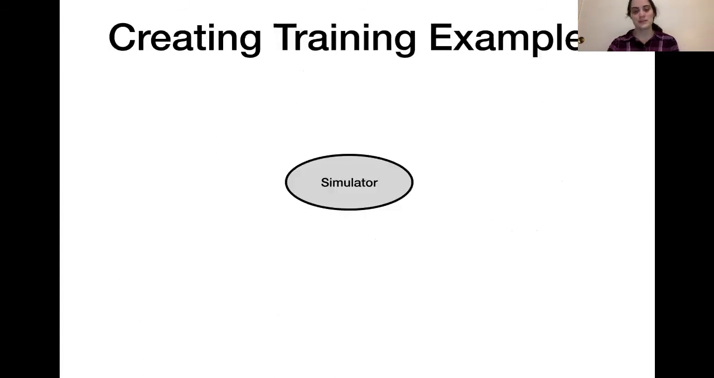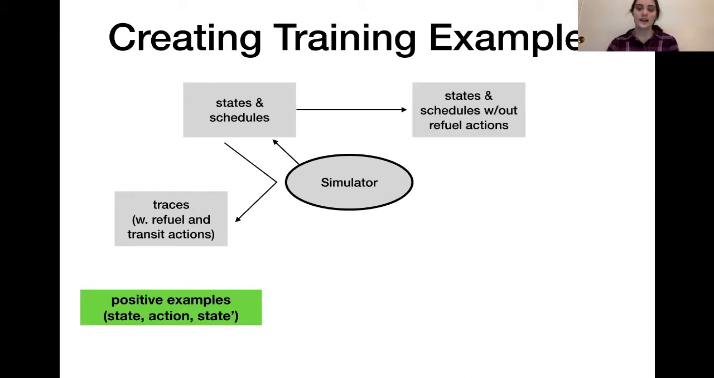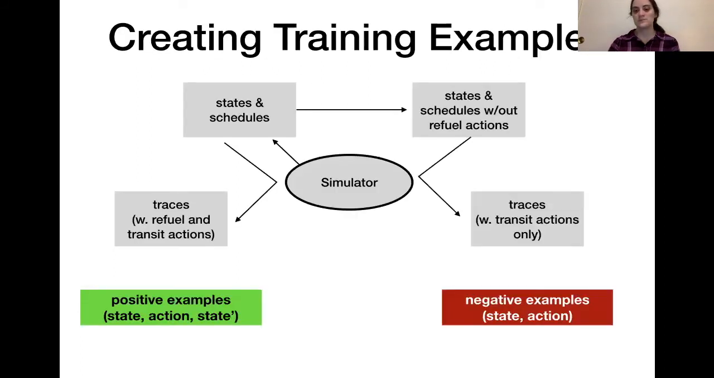We create training examples using the simulator, first by generating a set of states and schedules and simulating them to form traces. And we can extract state-action-state triples from those traces for positive examples. Negative examples are made with the same states and schedules, but we remove refuel actions from the schedules before we simulate, to create a set of traces which have some non-finishing actions, and then we extract those non-finishing actions to serve as our negative examples.